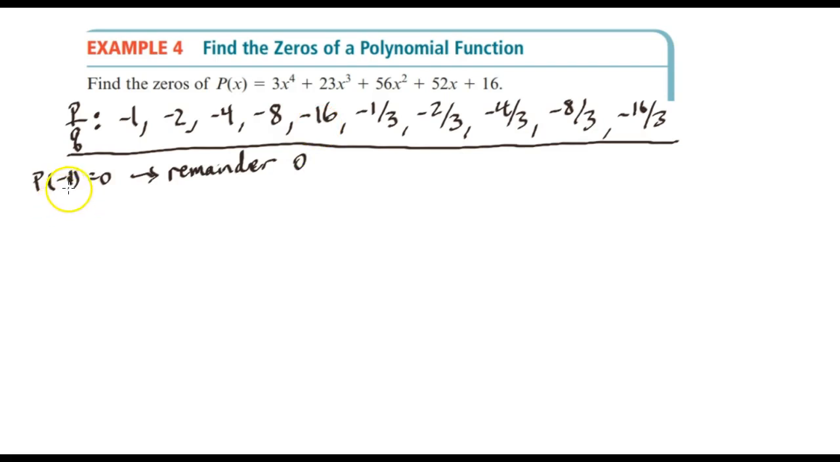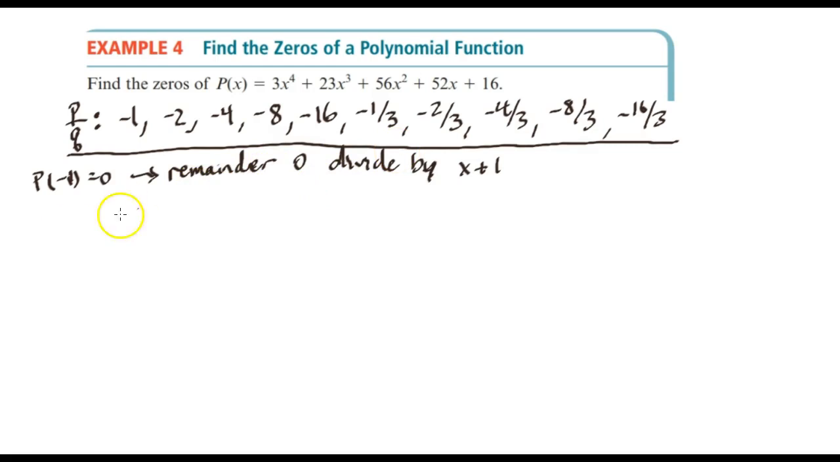If we evaluate at the value, then the remainder is going to be 0 when we divide by x plus 1. Remember, it's x minus c, so you have to take the opposite sign. So if we divide by x plus 1, meaning if we do synthetic division with -1, then we'll have a remainder of 0. And that's what we're looking for.